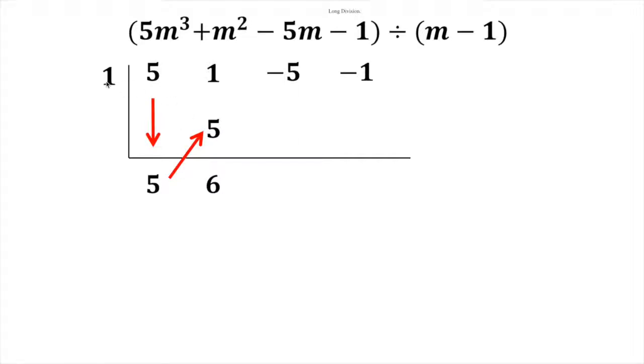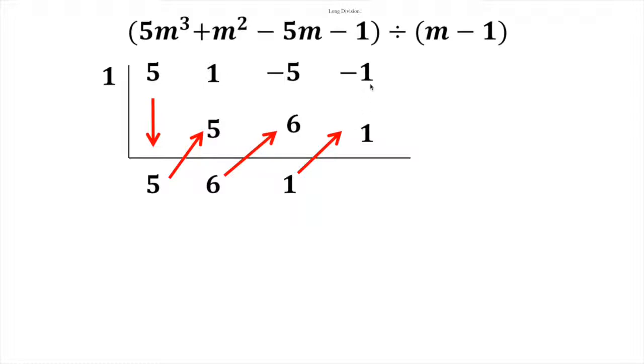Now I go back through here and I multiply. 1 times 6. Again, this is a very repetitive process. After you do it a couple times, it does become very easy. So 1 times 6 gives me 6. Then I'm going to add these two. -5 plus 6 would give me 1. I'm moving back down here. 1 times 1 gives me 1.